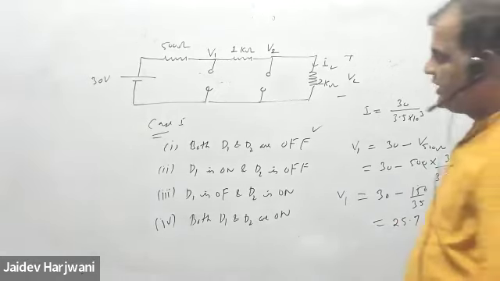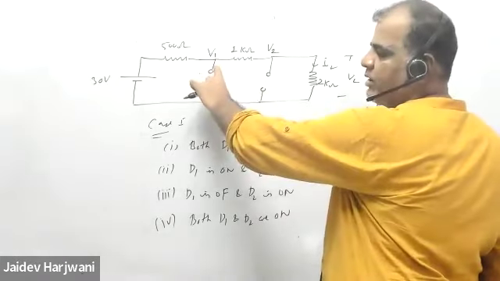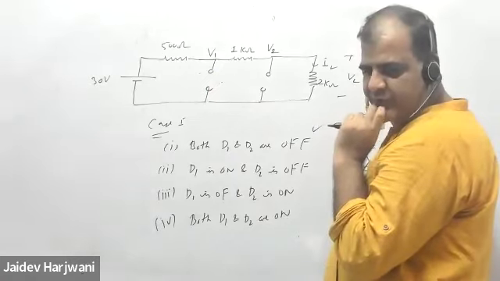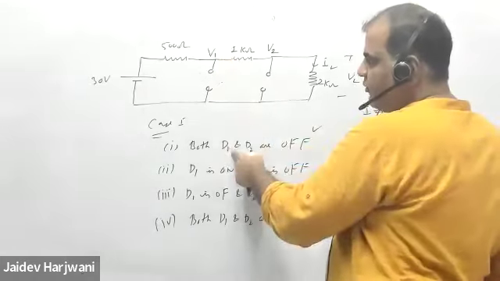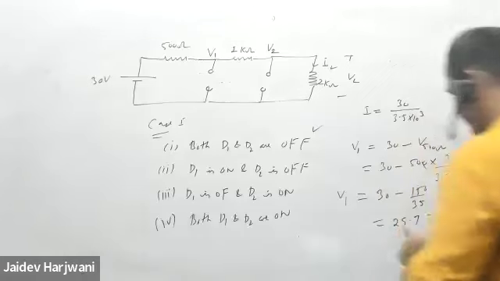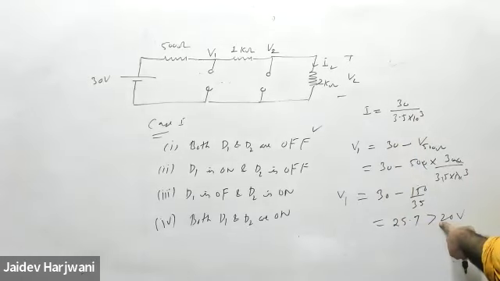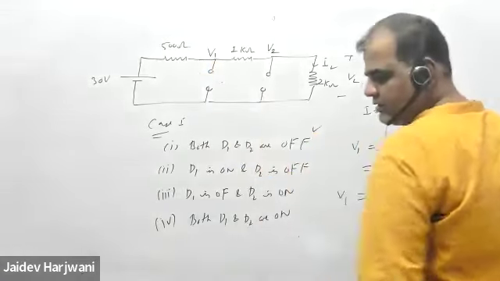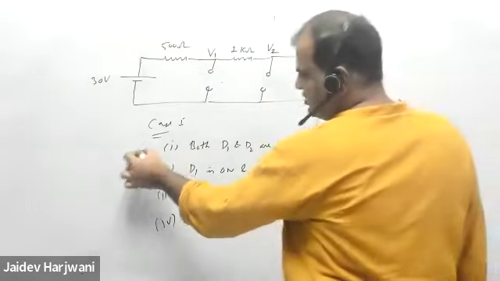So I require here 20 volts, so that should become on. But I am saying now this is off. So this cannot be true. This first case cannot be true because this value is coming 25.7, which is making this diode on. So this diode is on. So that means this case is wrong.